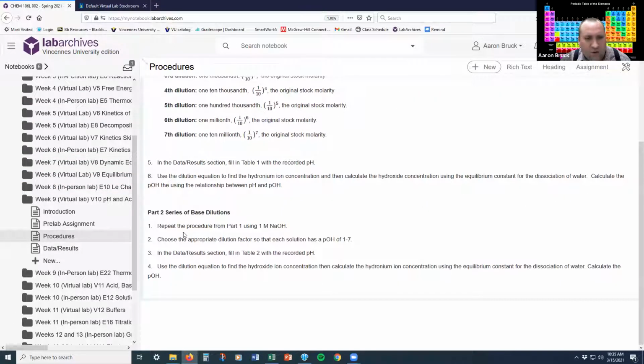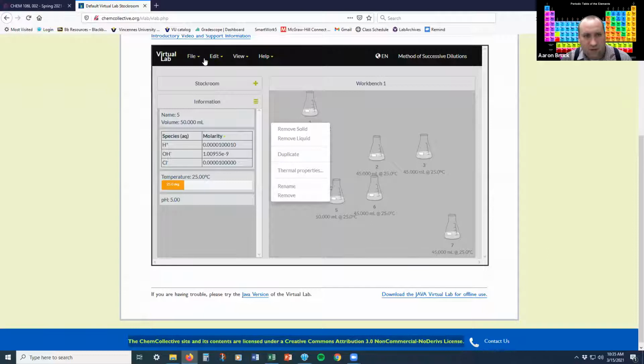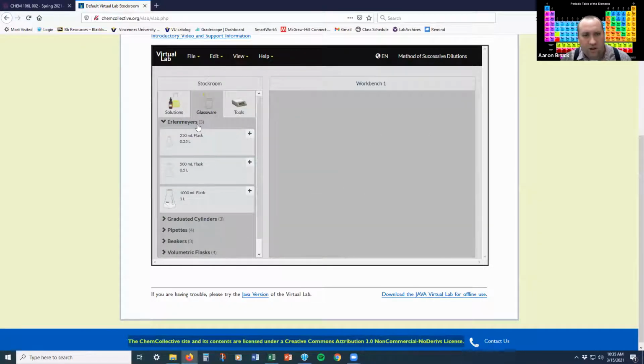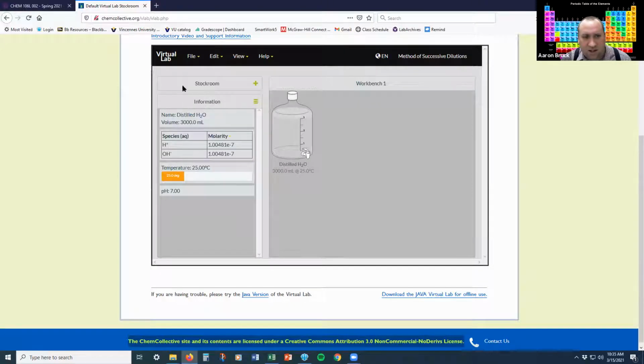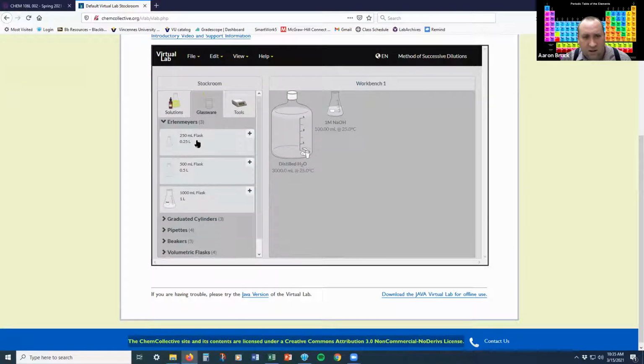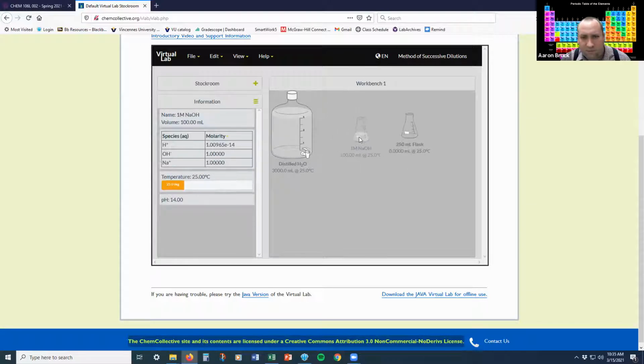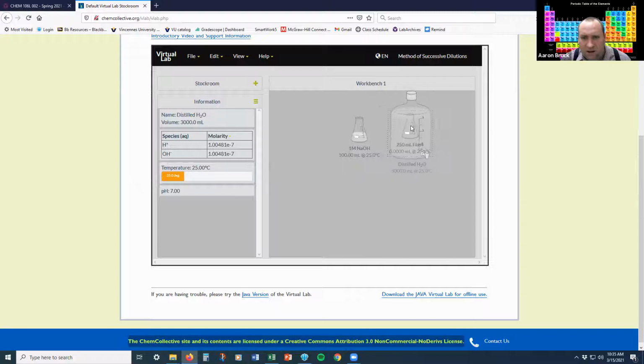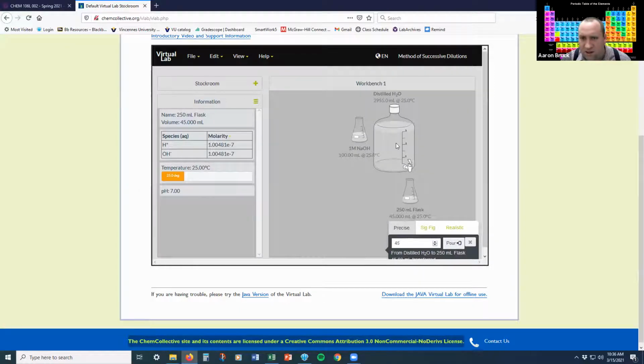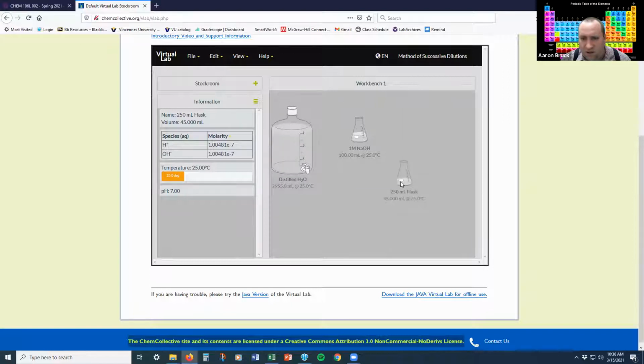In number 2, you're going to do the same thing using the 1 molar NaOH instead of the 1 molar hydrochloric acid. So you'll reset the entire bench. Clear workbench. You'll do the exact same thing that we just did, this time with sodium hydroxide and your flask. And again, the same kinds of things that you did before. 45 milliliters here, and then I would just duplicate this.